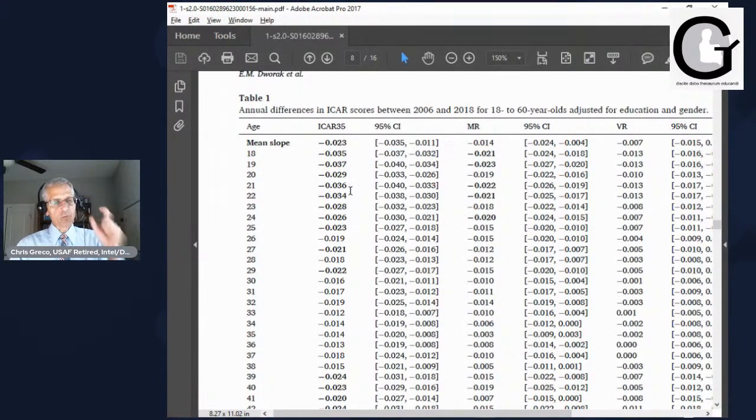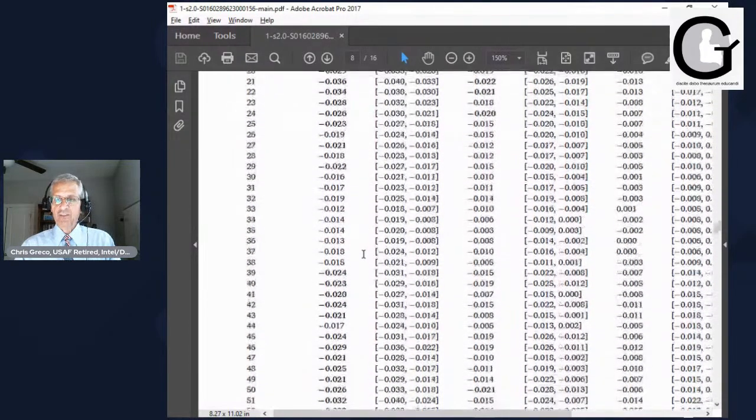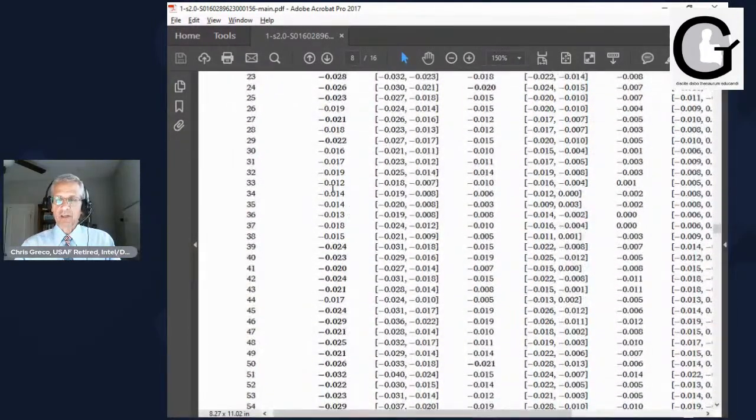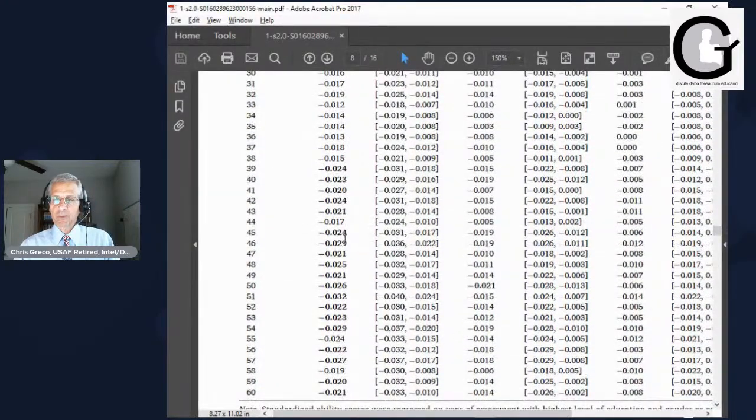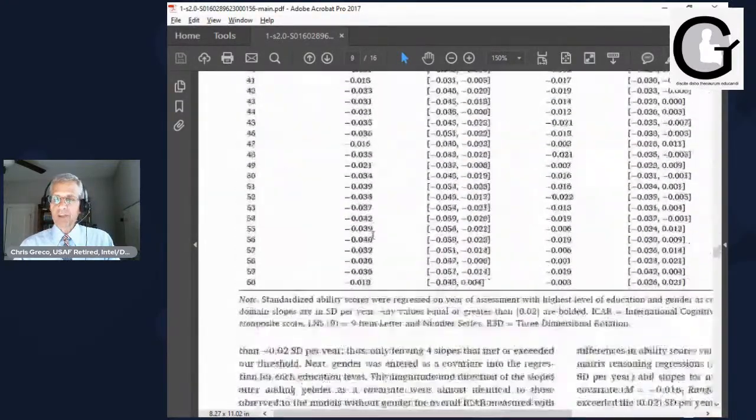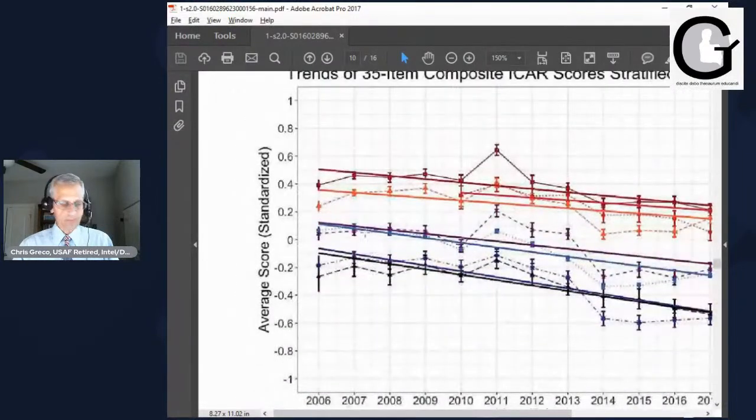And they really hammer on the fact that the standardized testing, the IQ aspects, is decreasing in these different ages. In fact, all the ages are decreasing. But look at the amount it's decreasing: 0.012, 0.015, 0.024. And if you keep on going down here, you can see some of these graphs.